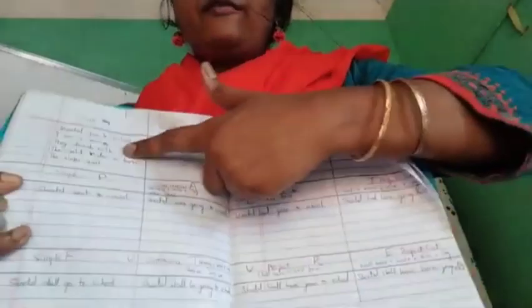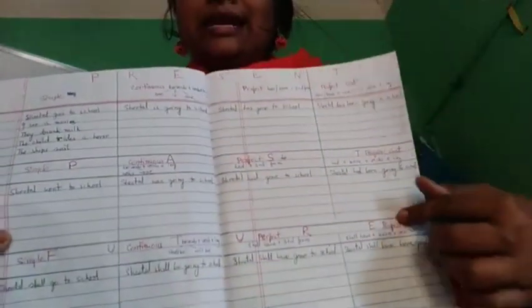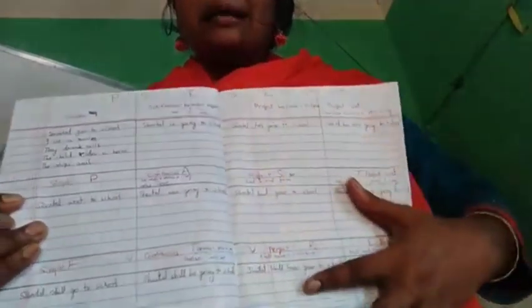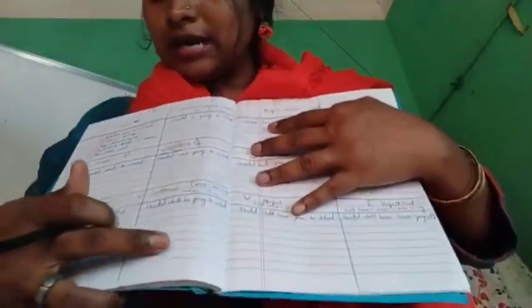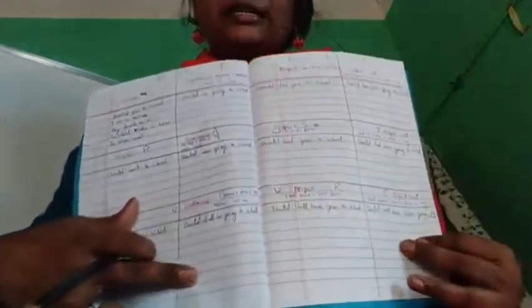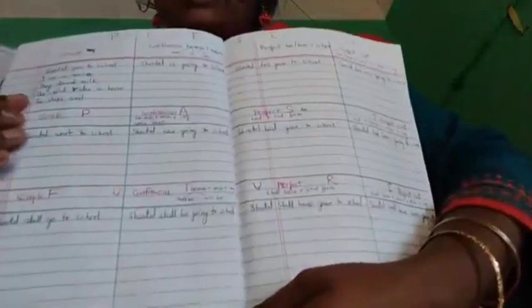The first 4 boxes, 1, 2, 3 and 4 are for present tense. The second 4 boxes are for past tense. And finally the last 4 boxes are for the future tense. See, I have written present on the top. It should be exactly like what I have done in this copy here.